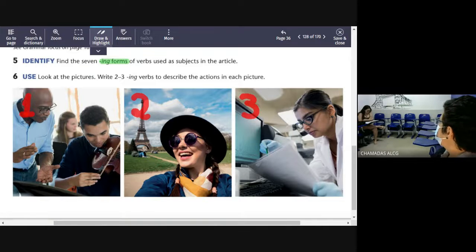Yes, because we are describing. They seem, yeah, they seem to be studying music. Okay, but this is the present continuous. They seem to be studying music. All right. What I want now is not to describe the actions. I want to use the ing as the subject. Different, okay? For example, I can say here, studying music is fun.